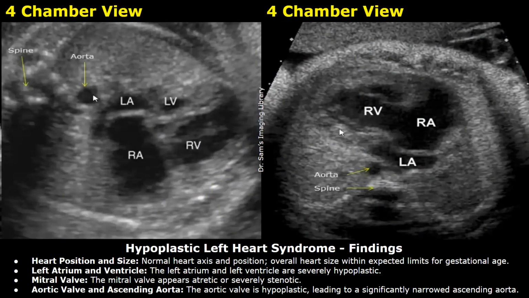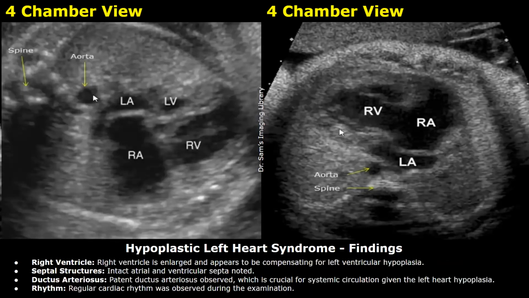This is a report of hypoplastic left heart syndrome. Here are the findings. Heart position and size, normal heart axis and position, overall heart size within expected limits for gestational age. The left atrium and left ventricle are severely hypoplastic. The mitral valve appears atretic or severely stenotic. The aortic valve is hypoplastic, leading to a significantly narrowed ascending aorta.